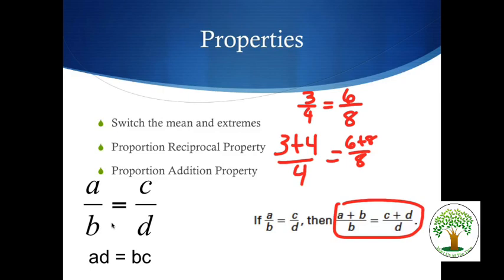What is 3 plus 4? 7. Let's reduce it and see. 7 over 4. What is 6 plus 8? 14 over 8. Is this a true statement that I just wrote? Yeah. Because this reduces. 14 over 8 does reduce to 7 over 4. Okay. So if I took numerator plus denominator over denominator on one side, I can do the same thing on the other. Okay. That's the addition property. It's the what property? Addition property. The addition property.